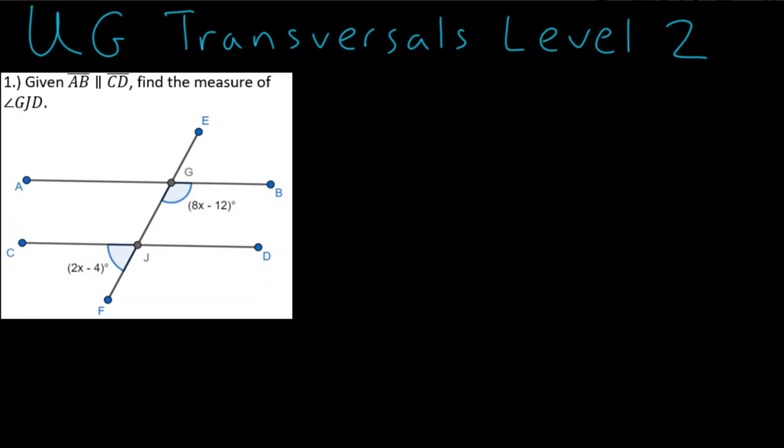Alright, and welcome to the Ultimate Guide to Transversals Level 2. Now in this one it says given AB is parallel to CD, so we can see that this line AB is parallel to CD, and we have this transversal that's cutting through both lines. It says find the measure of angle GJD. So first let's start by just identifying that. I see that from G to J to D, we're actually going to be looking for that angle.